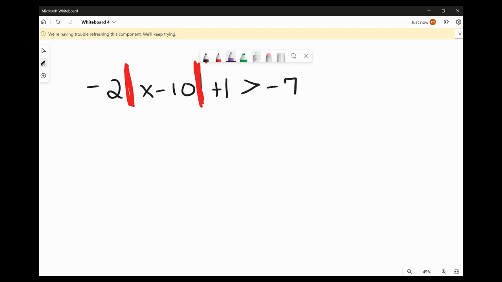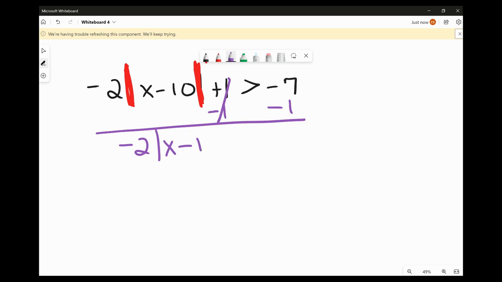You'll notice that the 2 is attached. It's right there. There's no operation between it. And the 1 has an addition sign. So to move that, I'm just going to subtract 1 on each side. And when I do that, I get -2 times the absolute value of x minus 10 is greater than -8.